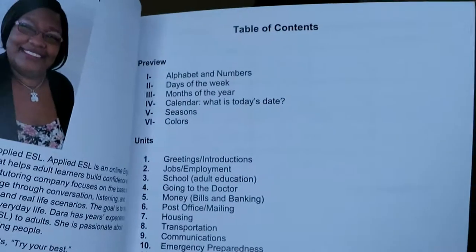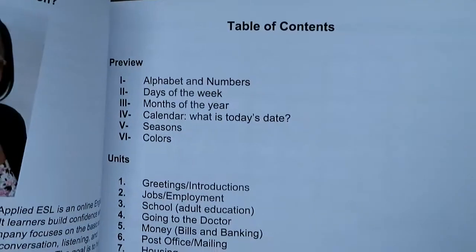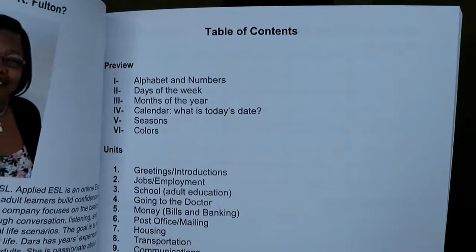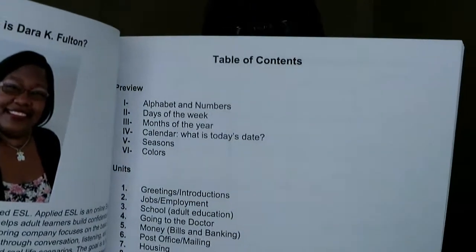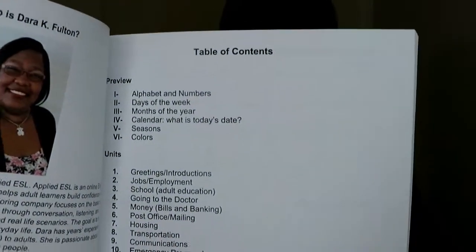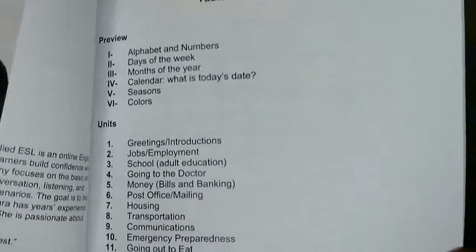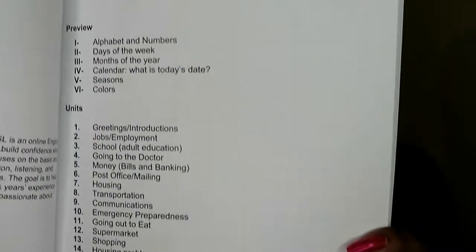We're going to see the following. You're going to see a table of contents. At the very top, these are the preview lessons, which are pretty short. These are just the basic things that we learn in English: the alphabet, numbers, days of the week, months of the year, seasons, and colors. And then from 1 to 18, you will see the units of this book.